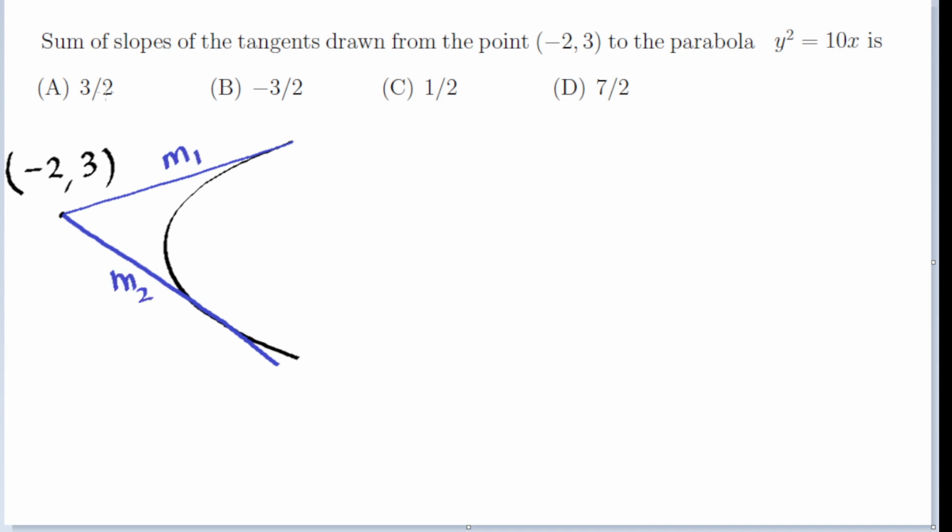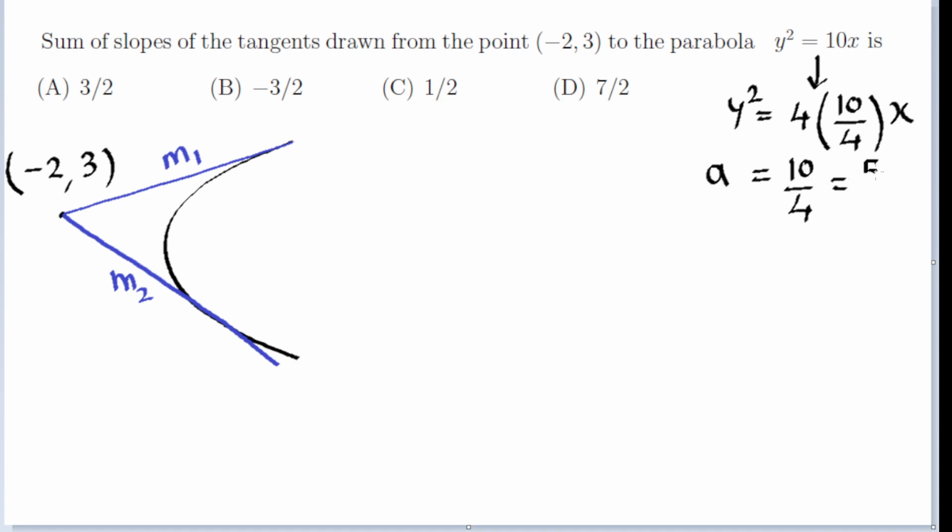We have to find out what is the sum of those slopes, right? Now in general, we'll start by saying that first of all the equation of the parabola, writing it in standard form, we will write 10 as 4 into 10 by 4 times x. So that is giving us a equal to 10 by 4, which is 5 by 2. Right, so we get the value of a. Now the equation of the tangent to parabola is given by y is equal to mx plus c, where c is nothing but a by m by condition of tangency.